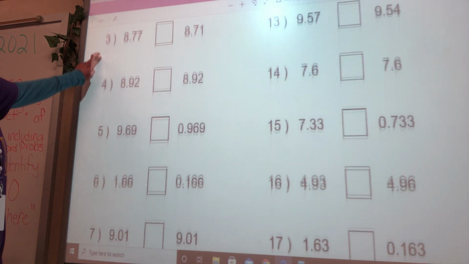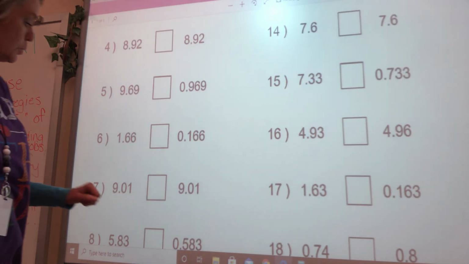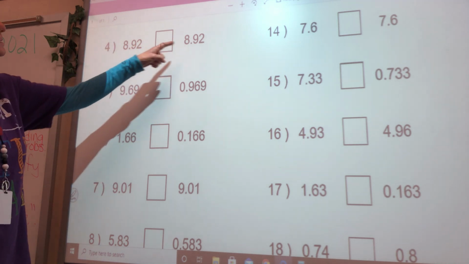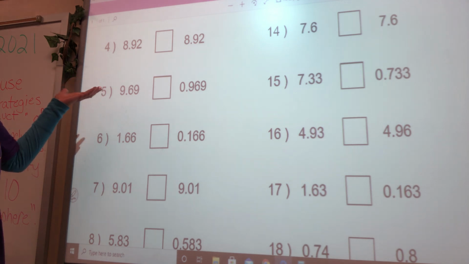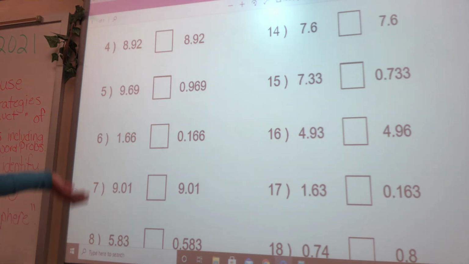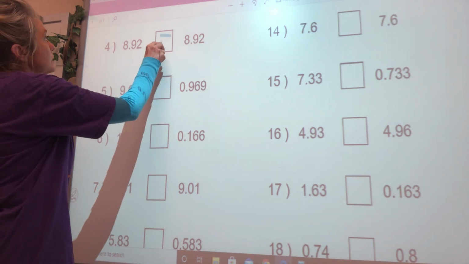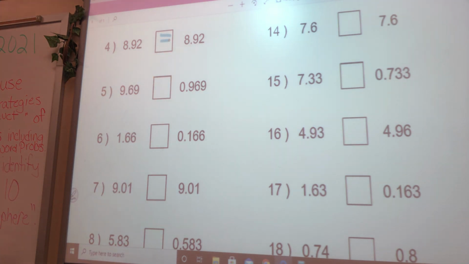Okay, let's see. All right, on this one, we look at the whole number at first. They're the same. Then we look at the tenths. They're the same too. So we go to the hundredths. They're the same too. So we have 8 and 92 hundredths is equal to 8 and 92 hundredths.